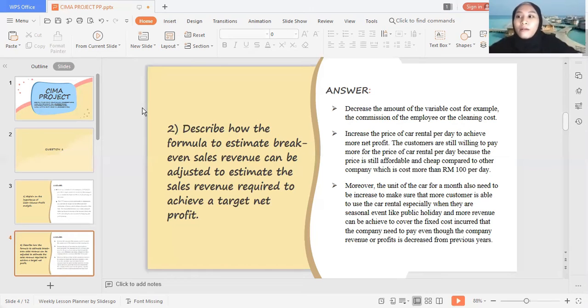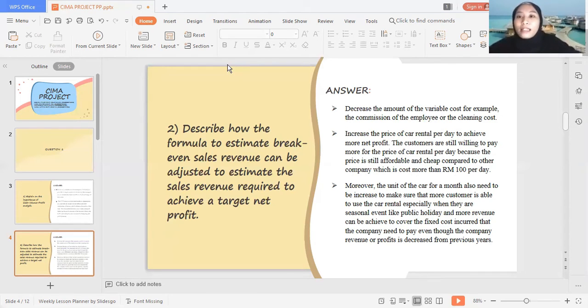For example, from the previous example, the company used 50 ringgit per day. So in the next plan, the company can increase the price of each car rental to 60 per day, for example. The price is still affordable and cheap compared to other companies, which cost more than 100 per day for now.